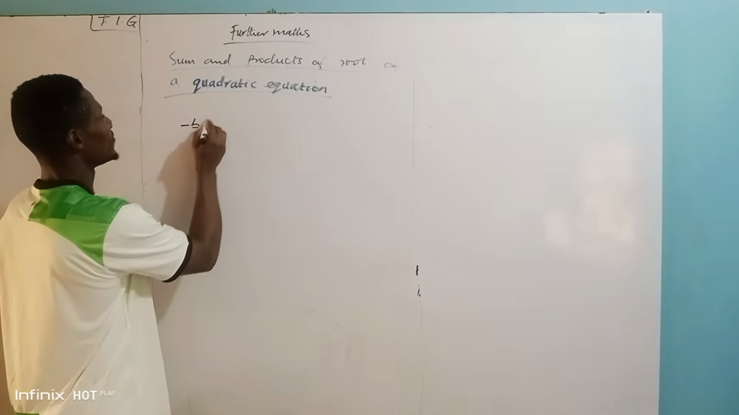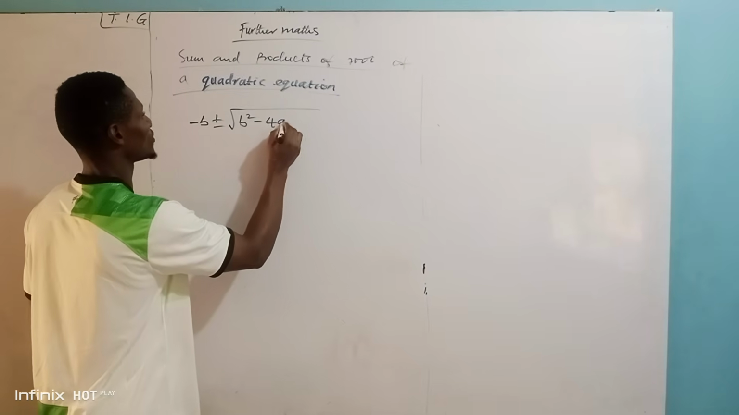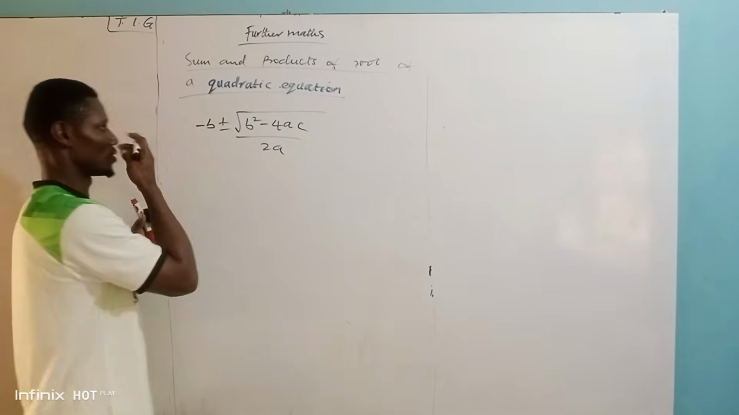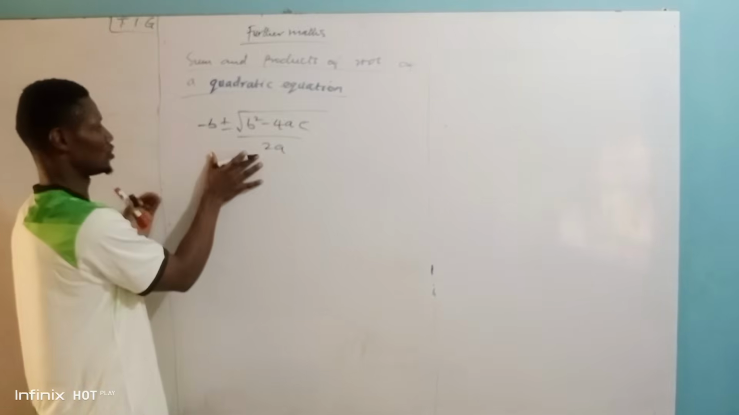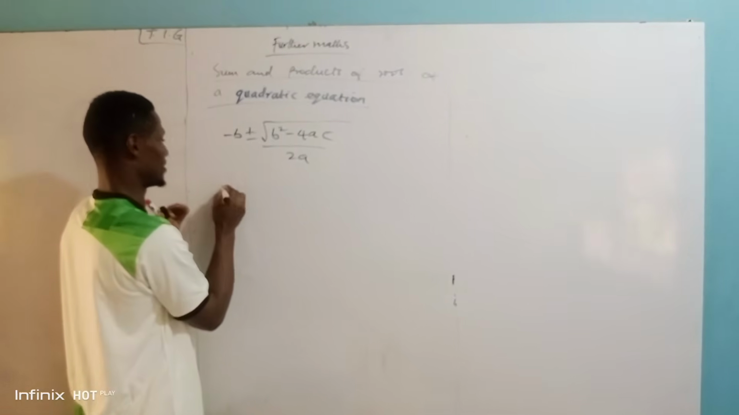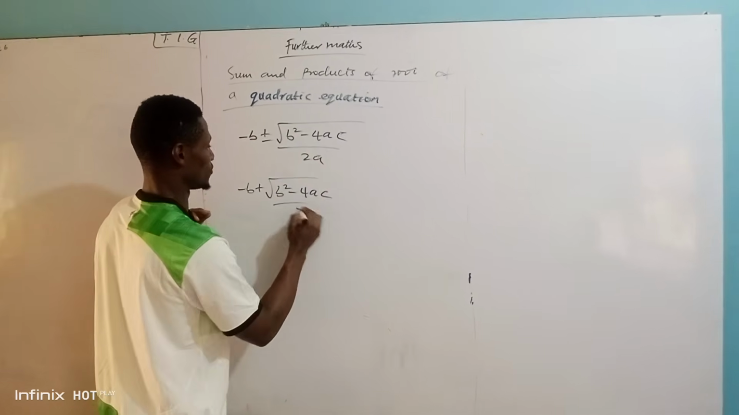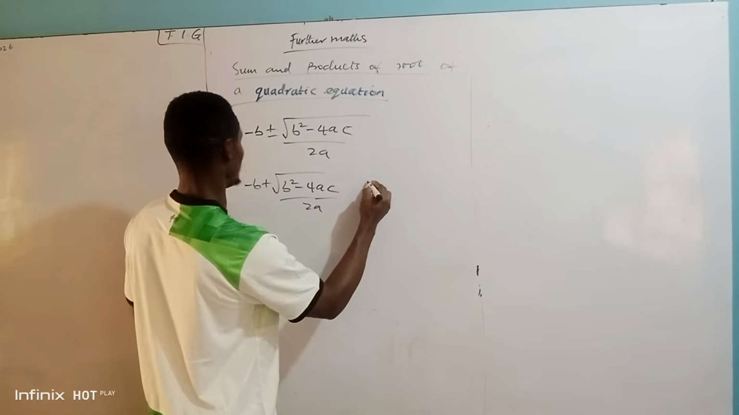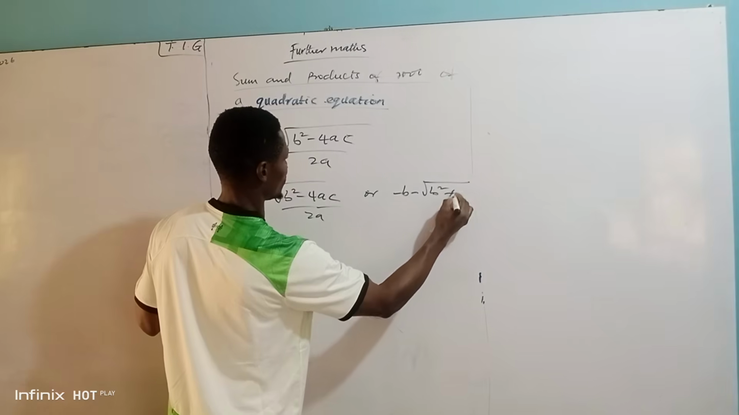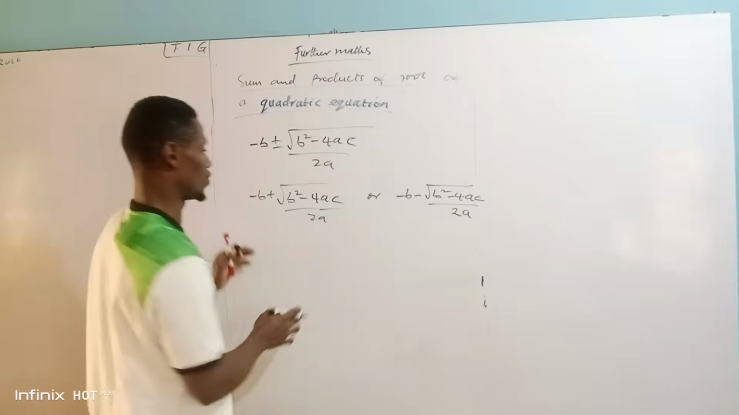This is the formula method of solving quadratic equation. Some people used to call it almighty formula. So from here, we can split this into two because this is the root of the equation, either plus or minus. That is minus b plus square root of b squared minus 4ac over 2a. The answer also can be minus b minus square root of b squared minus 4ac all over 2a. So these are the two roots of the equation.